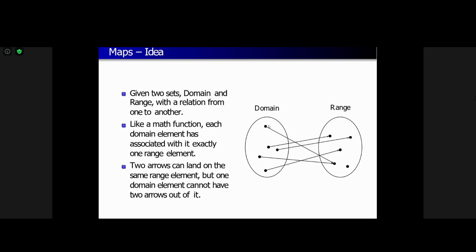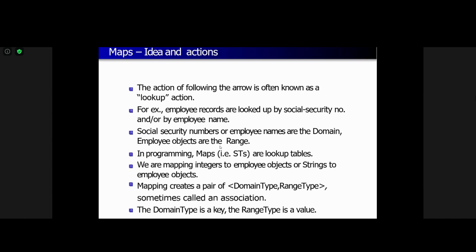Okay, so this is a mathematical function, it's the same characteristics. But you can't have two arrows coming out of the same point in the domain. Each element of the domain has to map to something over here in the range. There can be range points that aren't reached by anything. So 2 arrows will land on the same range, but one domain element cannot have 2 arrows out of it. So you can see that we can do a lookup by following one of those arrows.